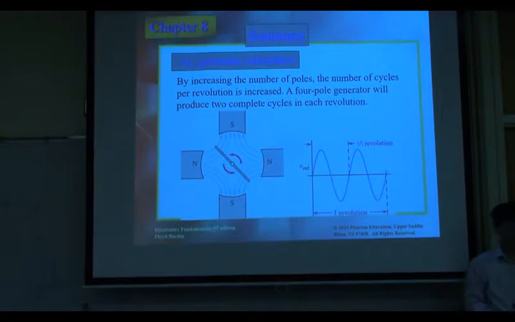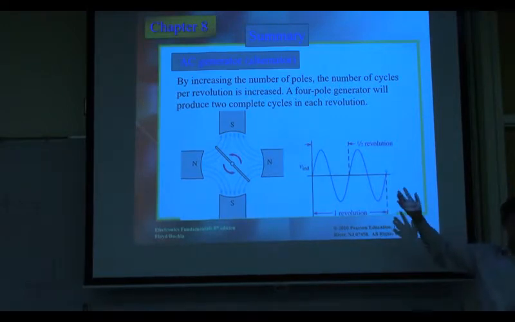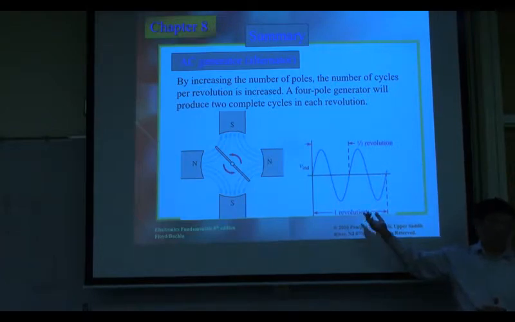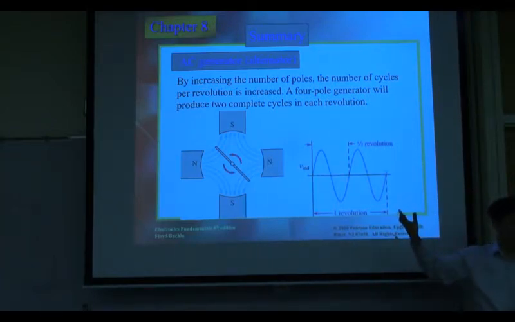Again, we are going to discuss the technical details later. And here, if we have 3 pairs or 6 poles, in each complete revolution, we are going to have 3 complete cycles. Right?